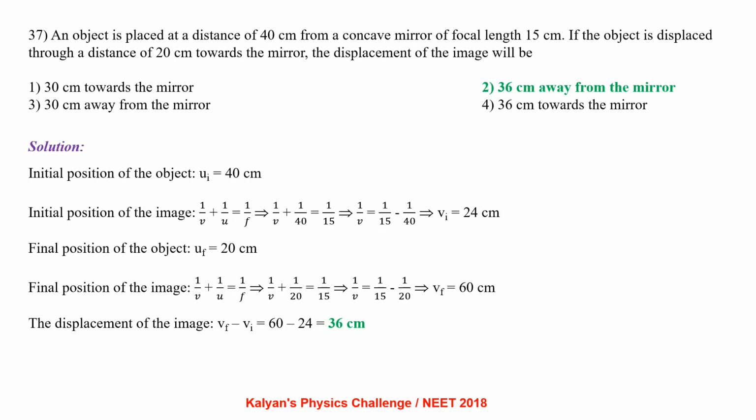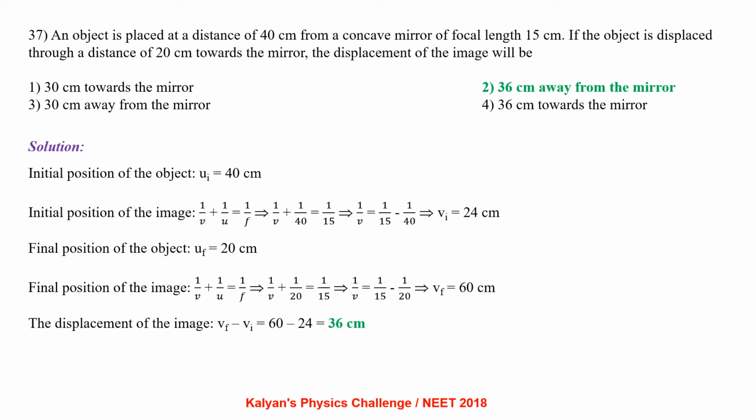An object is placed at a distance of 40 cm from a concave mirror of focal length 15 cm. If the object is displaced through a distance of 20 cm towards the mirror, the displacement of the image will be. Initially, the object is placed at 40 cm from the mirror.